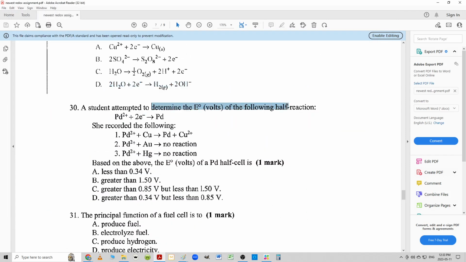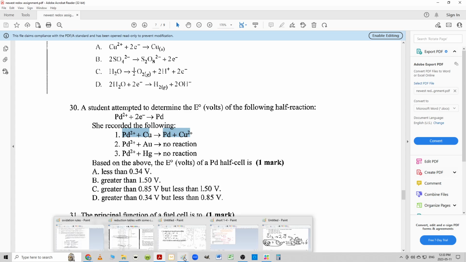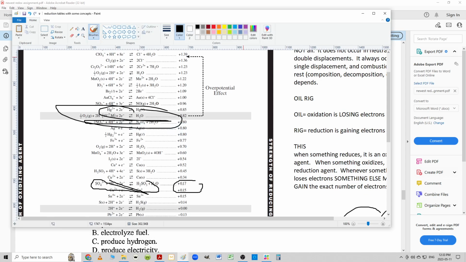He's trying to figure out the volts for the half reaction, so he did a recording. He recorded this with copper and then did this with Pd, and saw that there's no reaction here. Based on the above, the Pd cell is this. So you'd have to look up the copper between Pd2 plus and copper. So again, that's all about looking up your potentials.